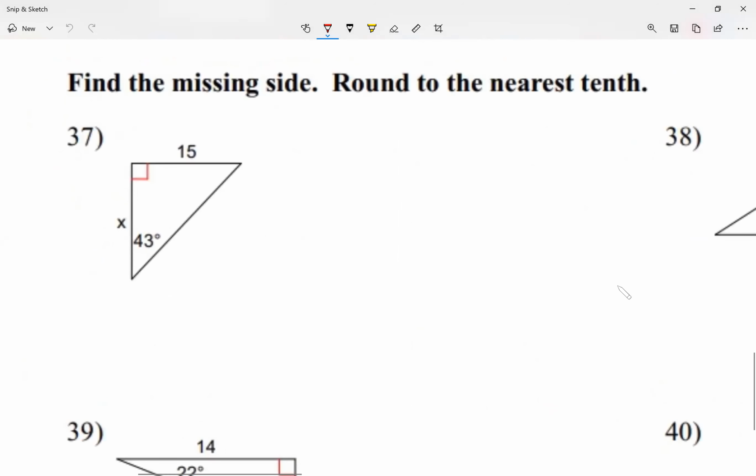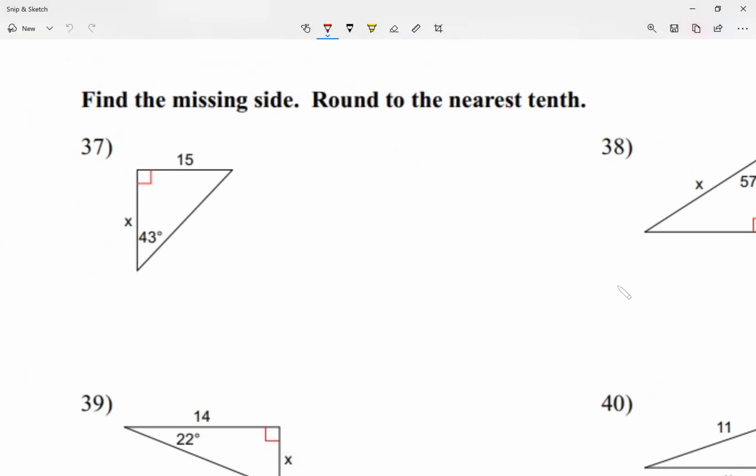So let's take a look at number 37. Now, I have 43 degrees, so I'm going to label my sides. The two sides that I have, I'm going to label them as hypotenuse, opposite, adjacent. Remember, hypotenuse is the one side that is farthest away from the 90 degrees. In this case, I don't see anything about the hypotenuse. I see that 15 is the opposite and x is the adjacent. Remember, opposite from the angle given, the 43 degrees, opposite means far away, adjacent means close to.